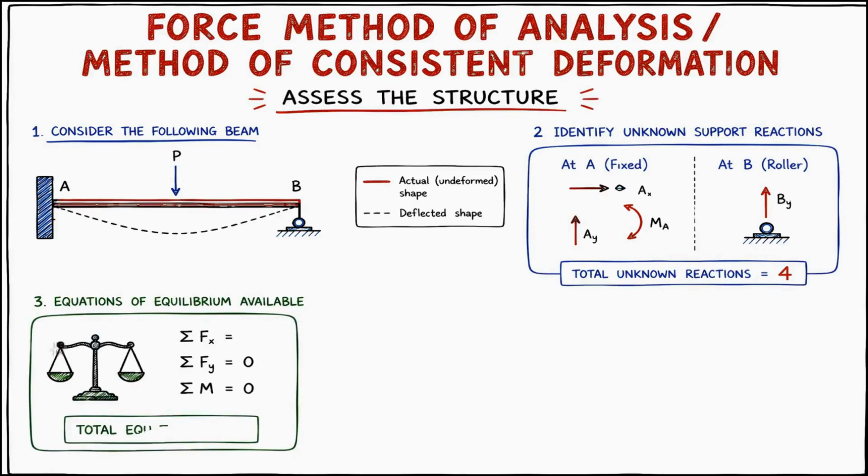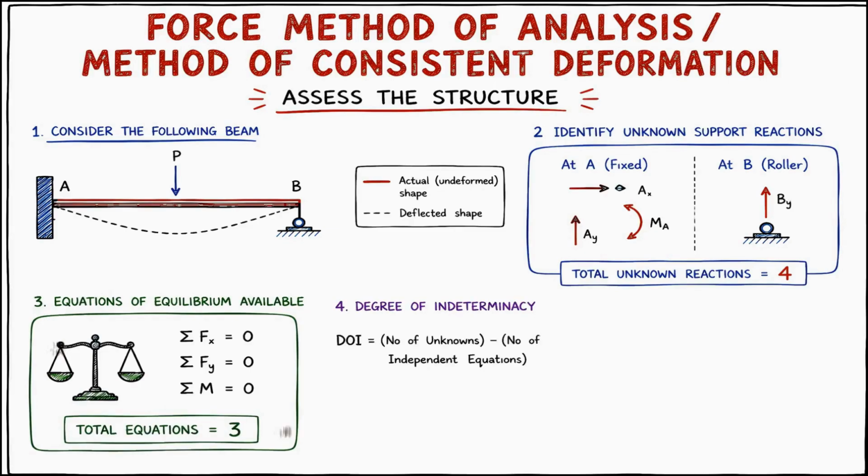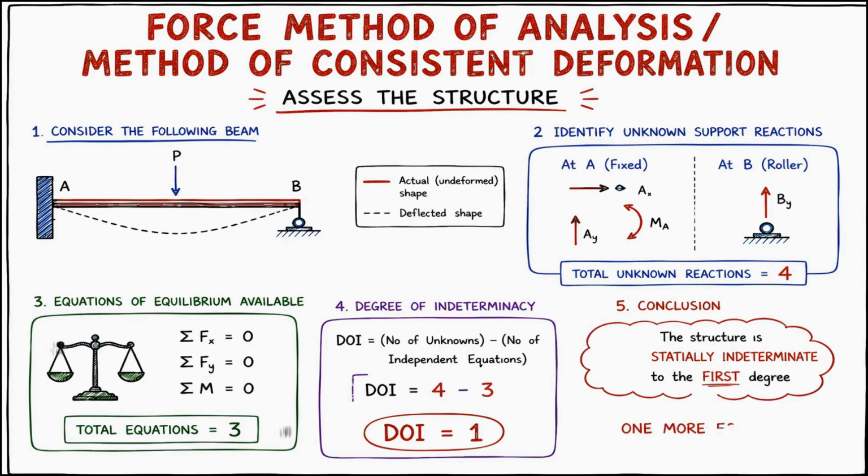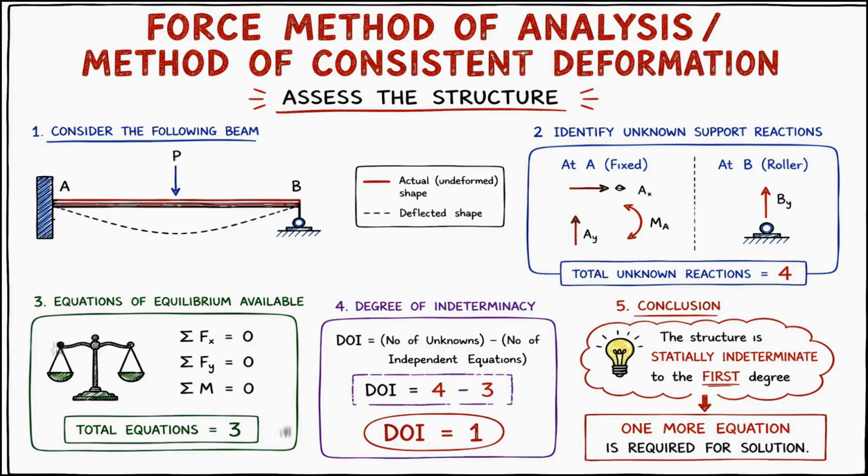Unknowns equals 4. Now, how many equilibrium equations are available? For a planar structure, sigma Fx equals 0, sigma Fy equals 0, and sigma M equals 0. That means only 3 equations. DOI equals unknowns minus equations, equals 4 minus 3 equals 1. So the beam is statically indeterminate to the first degree. That means we need one additional equation. And that additional equation will come from compatibility.